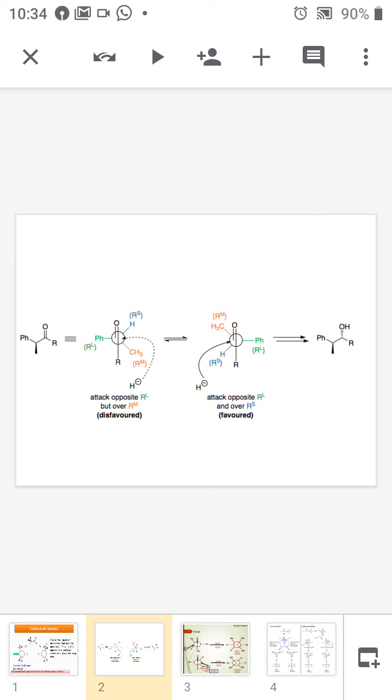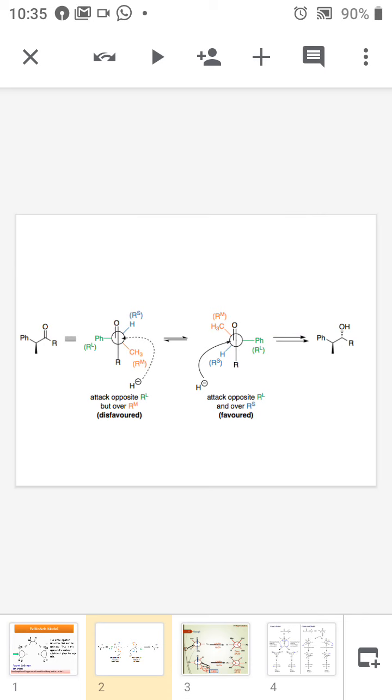Whereas in the other case, which I have shown as the favored configuration, we can see that the large group is orthogonal to the carbonyl, and hydrogen, the smallest group, is near the R group, so we can avoid the steric hindrance. The nucleophile attacks towards the side of the smallest group, at an angle of 107 degrees to the carbonyl group. So we have satisfied all the conditions of the Felkin model.